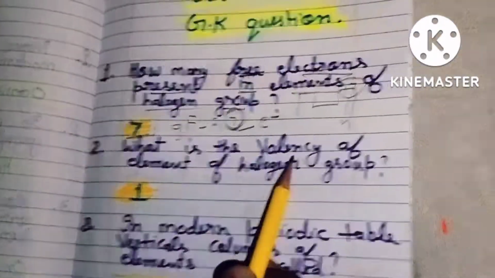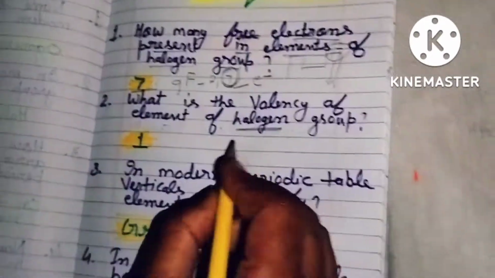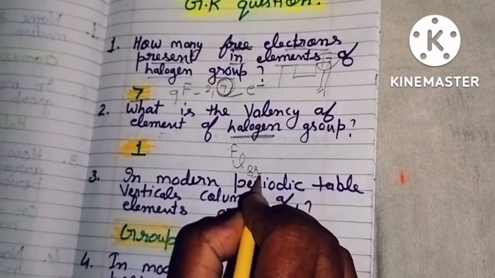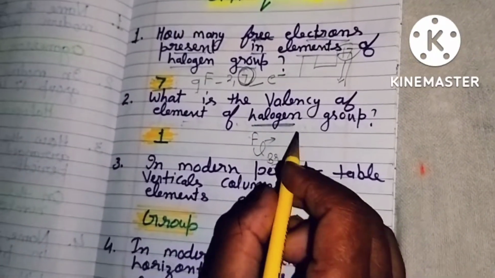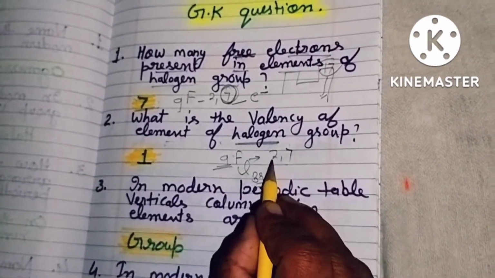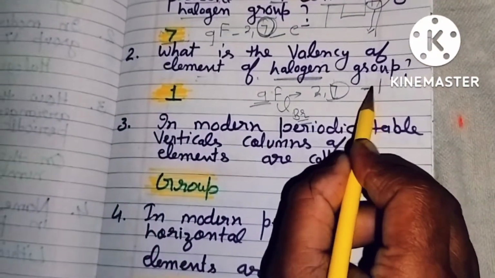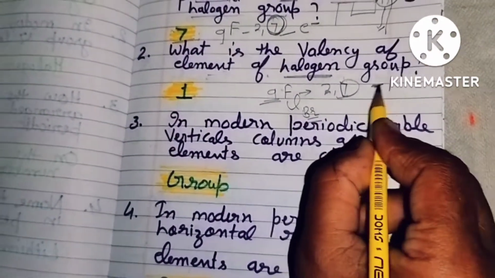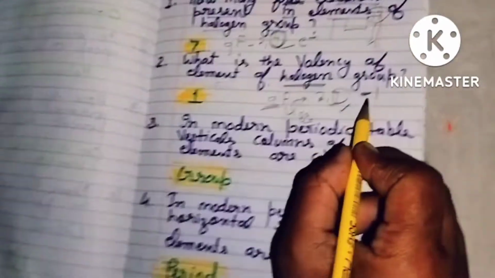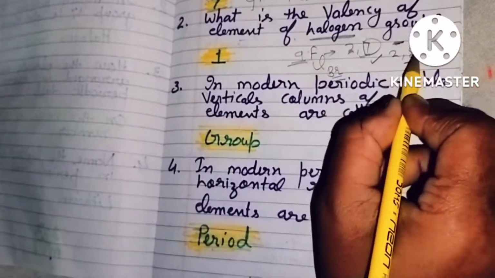Next, what is the valency of elements of the halogen group? Halogens are like fluorine, chlorine, bromine, etc. Fluorine's atomic number is 9 and its configuration is 2, 7. They have a valency of -1 because 1 electron is necessary to complete the octet. The octet is completed to 8 when it accepts 1 electron.